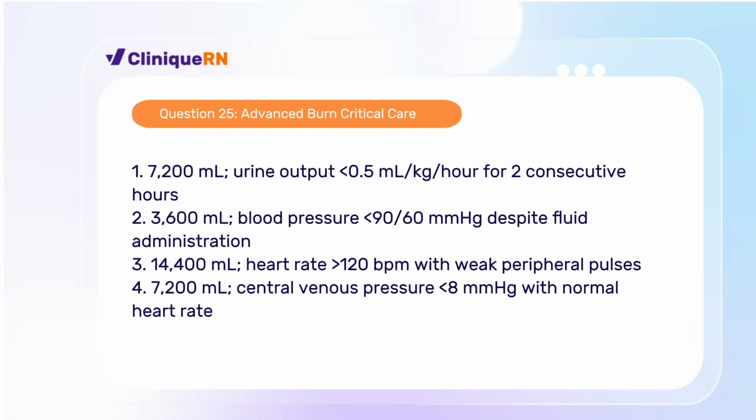1. 7,200 milliliters. Urine output less than 0.5 milliliters per kilogram per hour for 2 consecutive hours. 2. 3,600 milliliters. Blood pressure less than 90 over 60 millimeters of mercury despite fluid administration. 3. 14,400 milliliters. Heart rate greater than 120 beats per minute with weak peripheral pulses. 4. 7,200 milliliters. Central venous pressure less than 8 millimeters of mercury with normal heart rate.